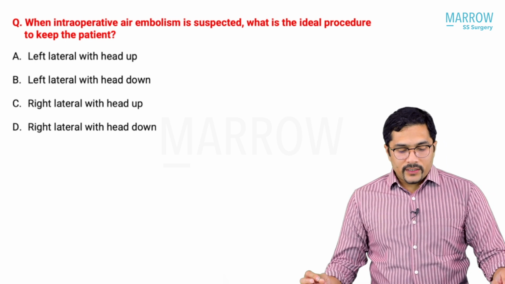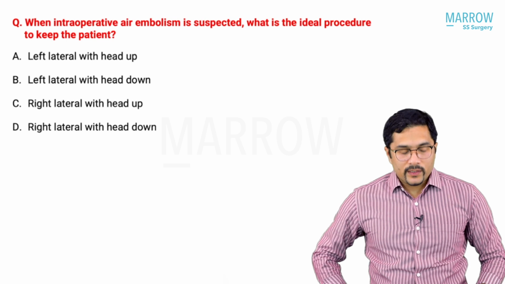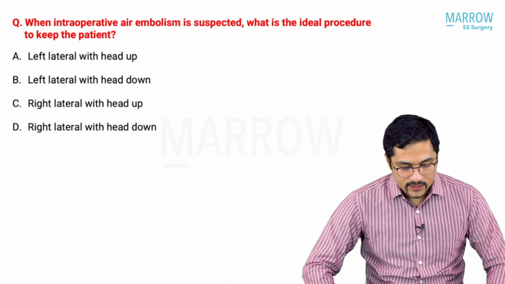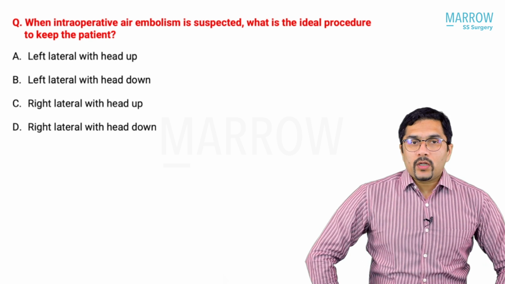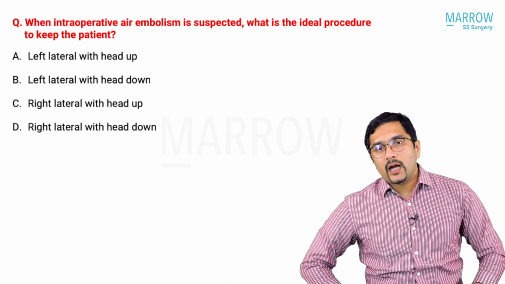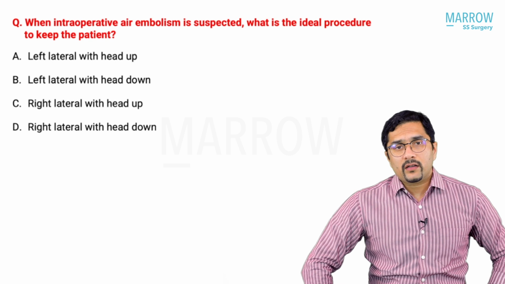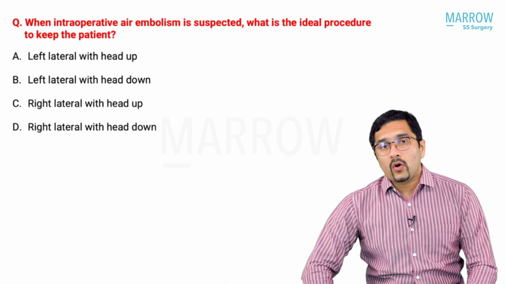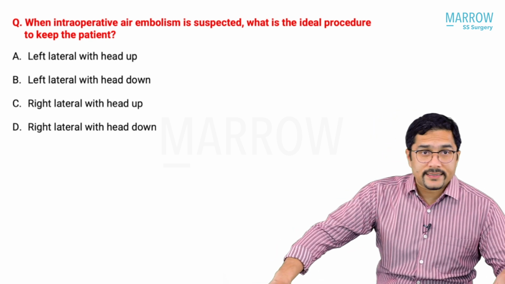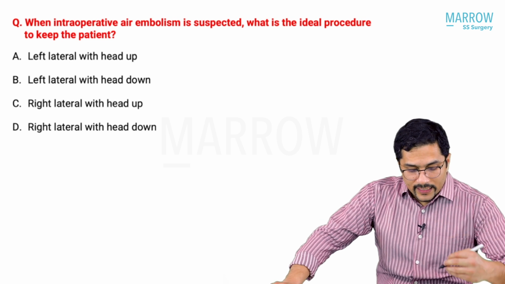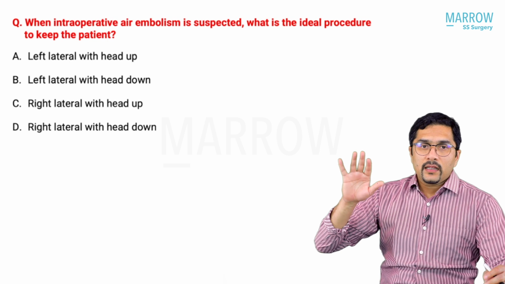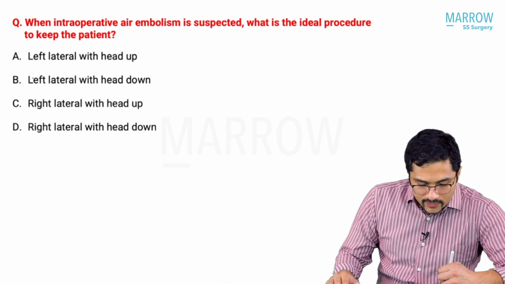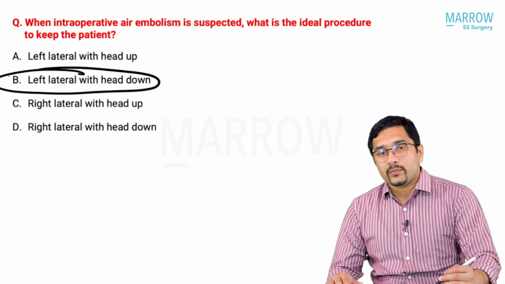When intraoperative air embolism is suspected, what is the ideal position in these patients? So, if there is air embolism, usually approximately 50 to 100 cc of air is required to cause an air embolism, and in that condition what we need to do is left lateral and head down. Left lateral and head down position.